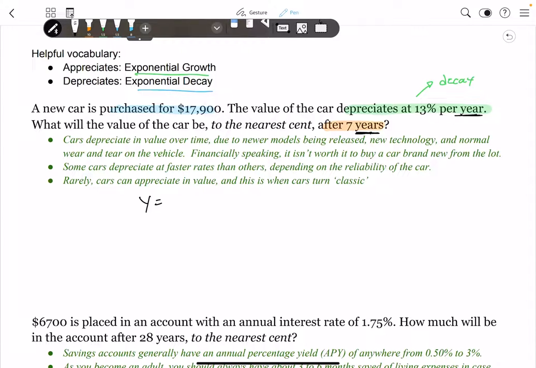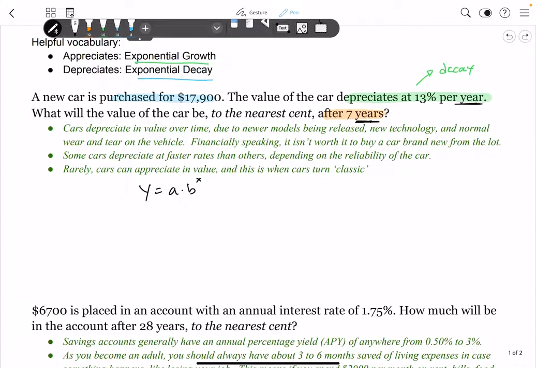Start off with standard form, and then we'll start to fill in some values. Just to say it, there's some interesting stuff about cars and their value over time. I'm not going to go through those, but you can always pause and read through them on the notes. Okay, so now we need to start filling in our variables. I already know that A is my starting value. This car initially was purchased for $17,900.